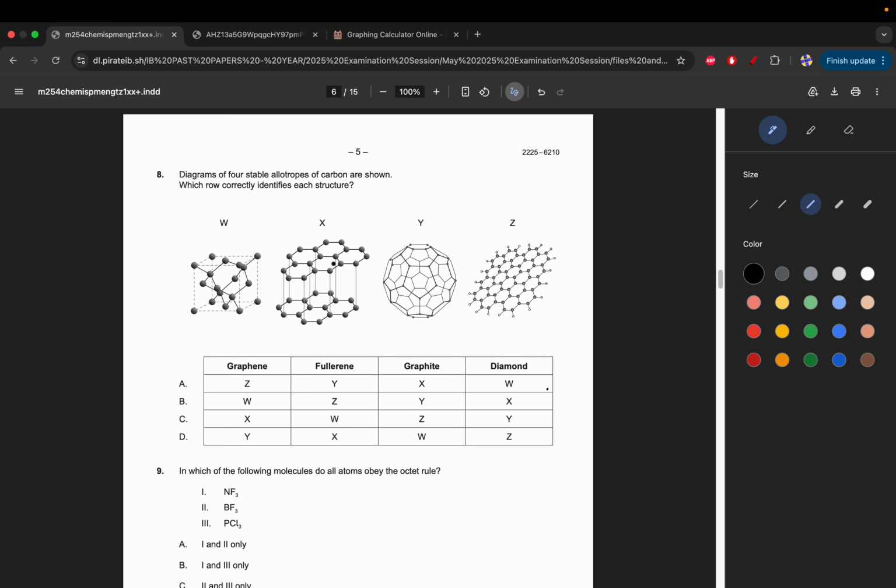X, we can see that there are layers, and every single carbon is trigonal planar bonded to 3 other carbons. And because there are multiple sheets, we know that it's going to be graphite. Buckminsterfullerene is a ball. And Z, which is graphene, is going to be a single sheet of graphite. So it's still trigonal planar, it's just one of these thin sheets. And so all of them line up with answer choice A.